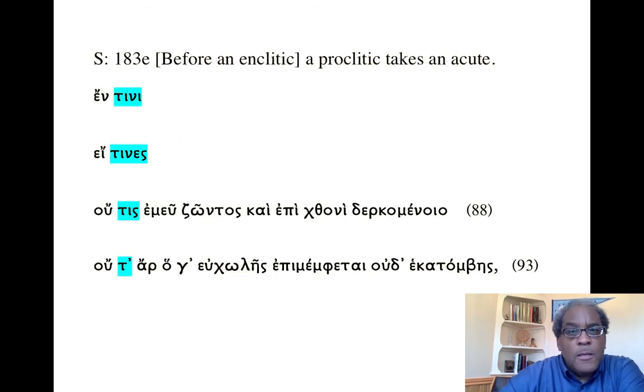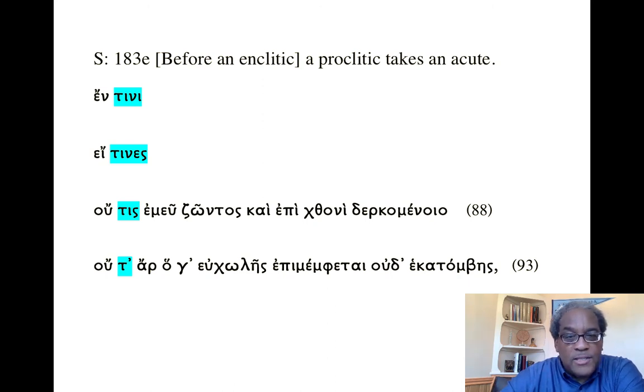Now, before an enclitic, a proclitic takes an acute. Remember that in Greek there were proclitics. That meant they usually didn't have an accent. They just have the smooth breathing. But before an enclitic, they do receive an accent from the enclitic. So en tini, ei tines, and then from lines 88 and 93, outis mes dontos, kai epi khthoni derkomenoio. The outis, the ou has received the acute from tis, and then also from line 93, ou tar hoge gerontos, epi memphetai oud hekatombes.